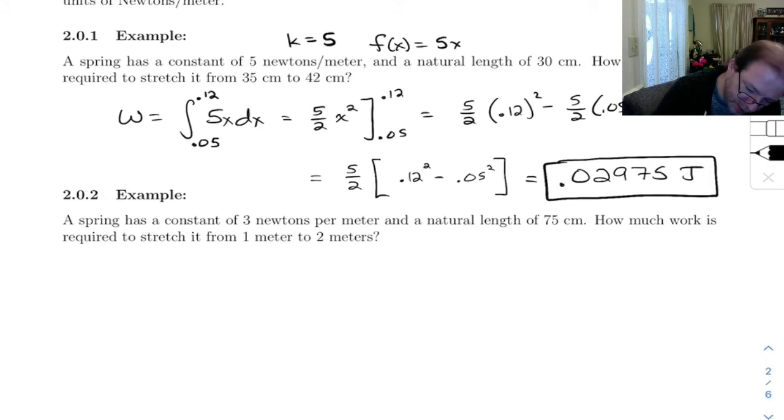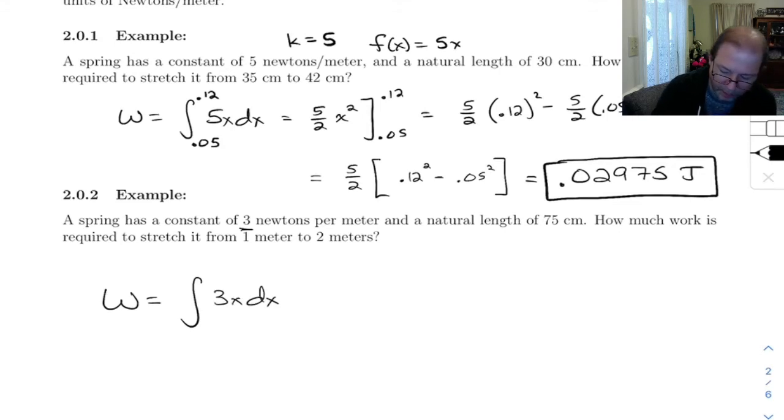All right, I'm going to jump straight to the integral here. We integrate 3x dx. And what are our endpoints going to be? Well, if the natural length is 75 centimeters, when we start off, that's stretched 25 centimeters. And then when it's stretched to 2 meters, that's 125 centimeters. So let's see, that's from 0.25 to 1.25.